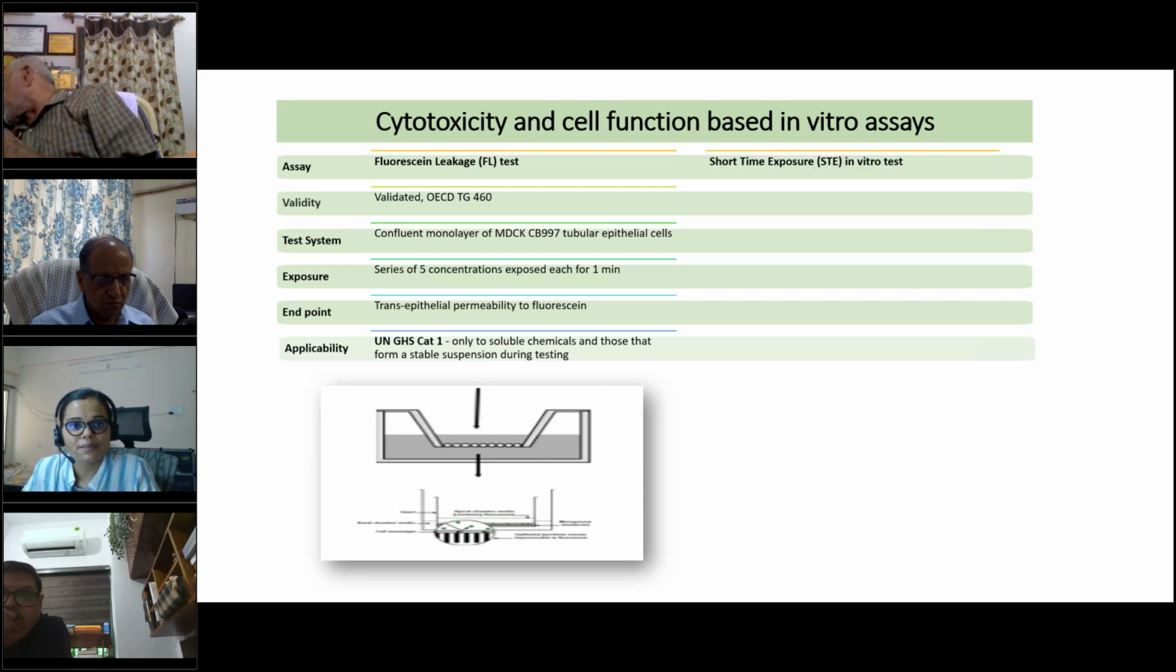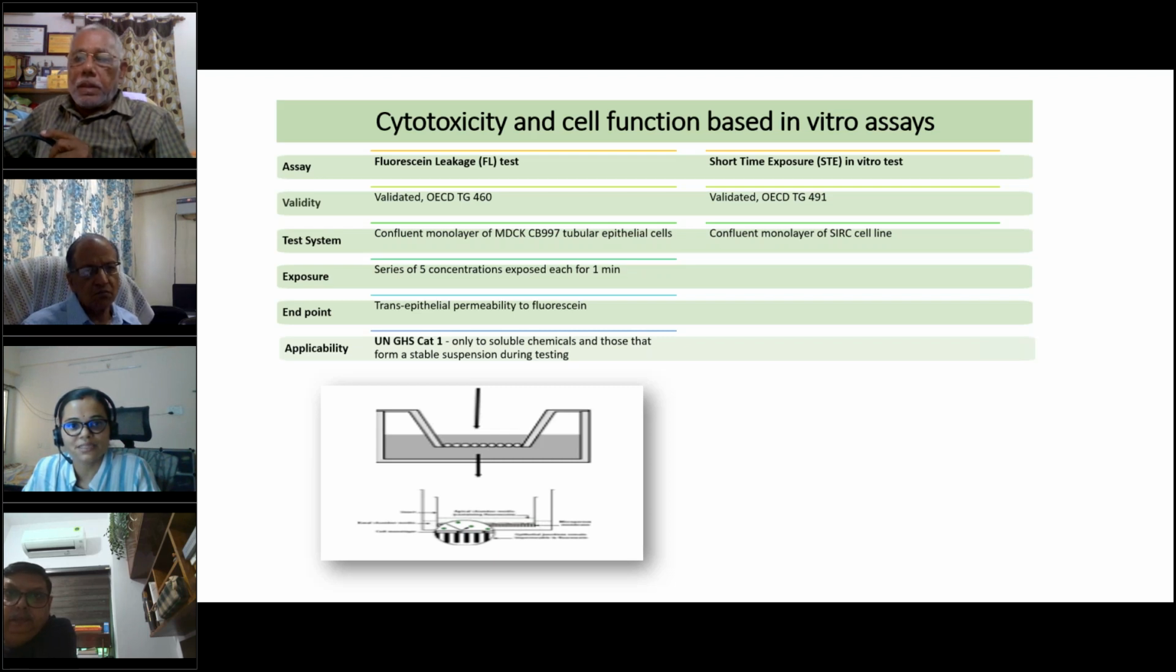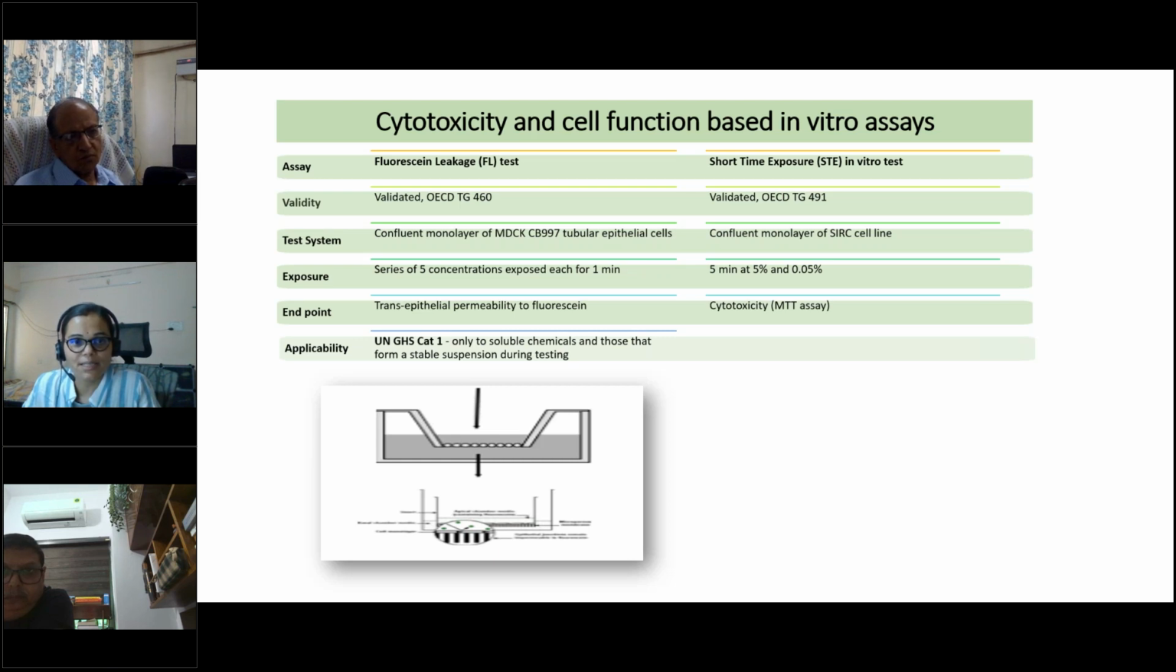Then comes the short time exposure test. Here, the assay goes with OECD test guideline 491. And the test system here is a confluent monolayer of SIRC rabbit corneal cell line, a rabbit eye cornea cell line. The exposure will be for 5 minutes at 5% and 0.05% of the formulation. Then coming to the endpoint, it is a simple MTT-based cytotoxicity measurement. And this method is used to classify the chemicals under category 1, that is serious eye damage, only for soluble chemicals and those that form a stable suspension during testing.